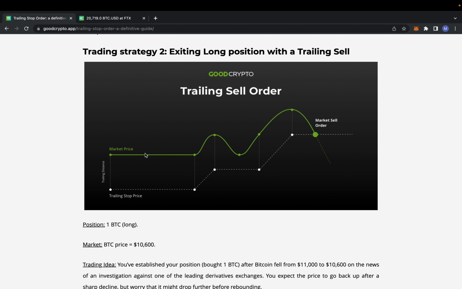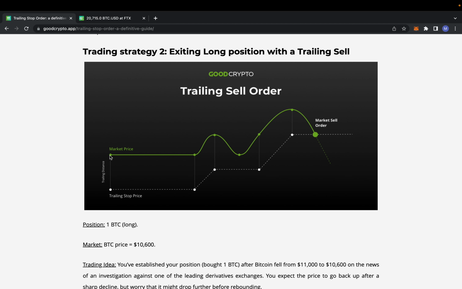So again, as long as the price keeps moving in your favor, so for a sell order, that means higher, right? So you want to sell as high as possible. So when the price is moving higher, your trailing stop trigger basically moves higher with the price. And once the price goes against you, for a sell order that means it falls down, the trigger stays in place. And here the market price crossed the trigger line and the market sell order was executed. And again, here, what did you achieve?